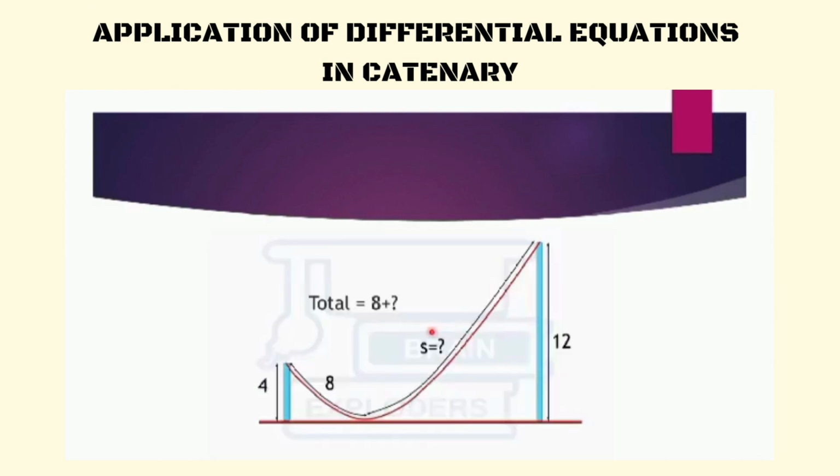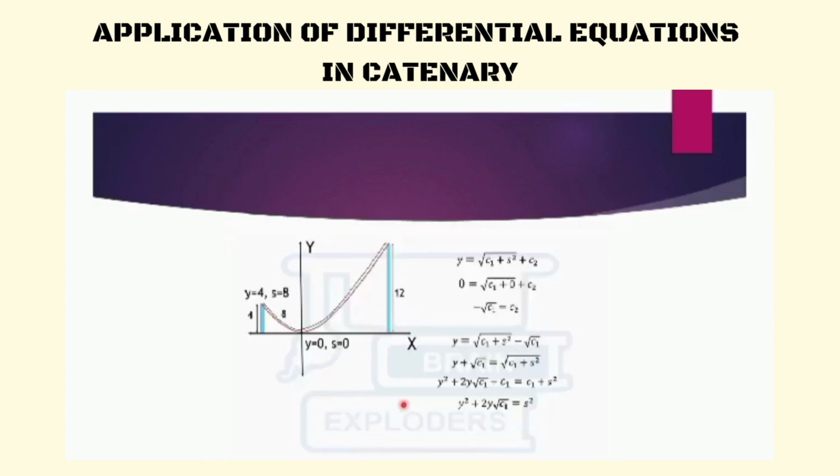So here is the figure. We can see here the shorter pole is 4 meters and the higher one is 12 meters. To find the total length of the rope, we are tasked to solve for s. To find s, we are given the equation y equals the square root of c1 plus s squared plus c2. Our y here is 0, and it is equal to c1 plus our s, which is also 0, plus c2.